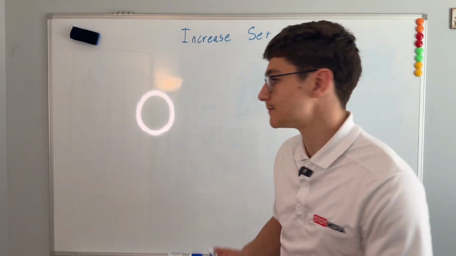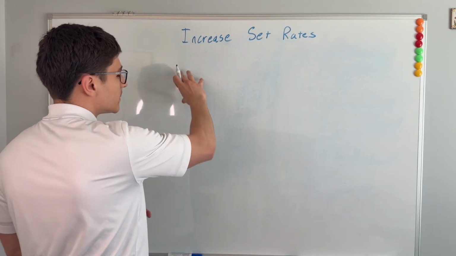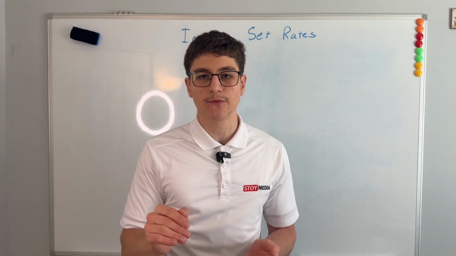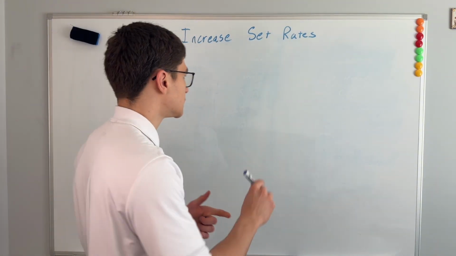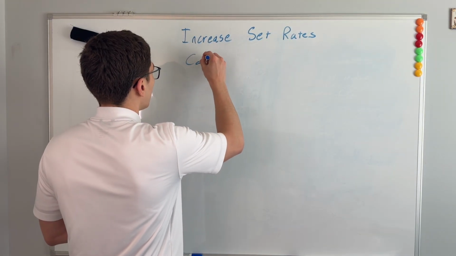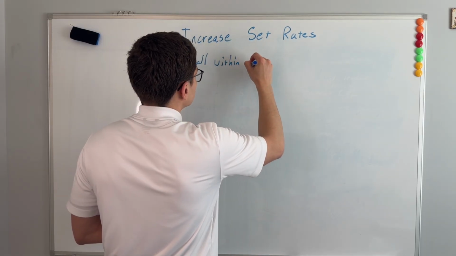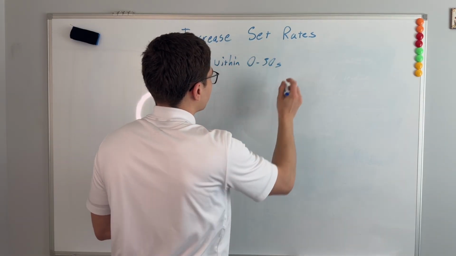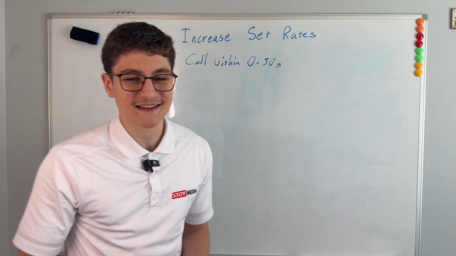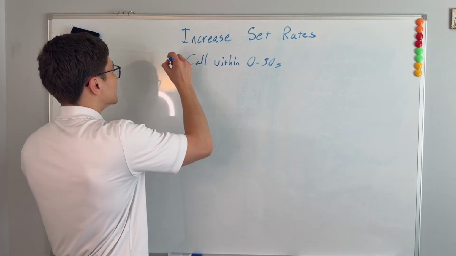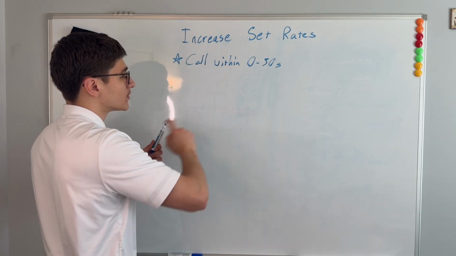So let's talk about it. Look, the number one thing, if I could make one tip here and end the video, this is what it would be. To increase your set rates, you need to call how fast? Within 0 to 30 seconds. Now, I know you probably can't call within 0 seconds unless you have an auto dialer set up, but calling within 0 to 30 seconds. If you can call at 30 seconds, you're good.